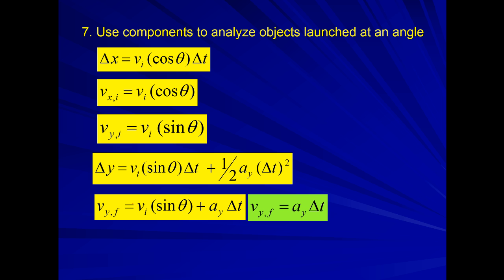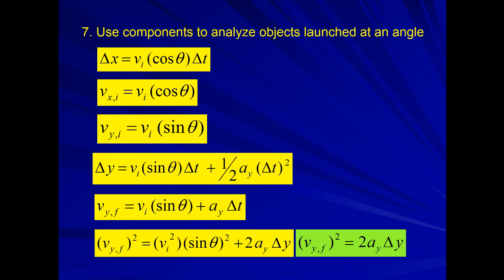Okay. So in our last equation then, this is our squared equation, so vyf squared equals vi squared sine theta squared, plus 2 ay delta y. And so we still have the same really 4 formulas that we've been using all along: the delta x one, the delta y, and then the 2 vf ones. They just look a little different to incorporate our angle, okay? So let's do a problem. That's all the notes for today, but let's do a problem.